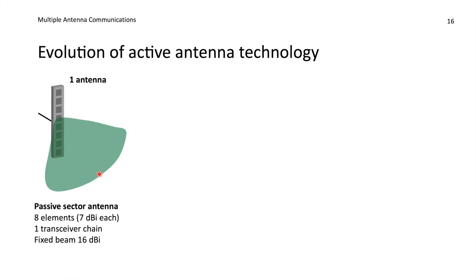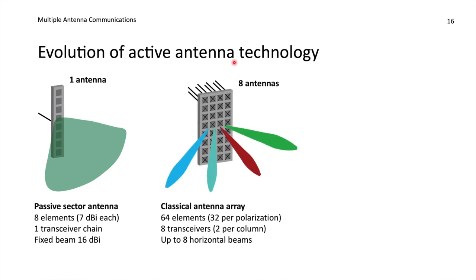Then, over the last decade, we first saw in 4G arrays with 8 antennas. An array with 8 antennas might contain 64 elements, with 32 for each polarization. But there are only 8 transceivers, or 8 radios, and there are 2 of them connected to each of the columns, one per polarization. In this way, there is no possibility to steer beams in a 3D manner, in the elevation domain, only horizontally, because we can only control each of the columns, but not the individual rows.